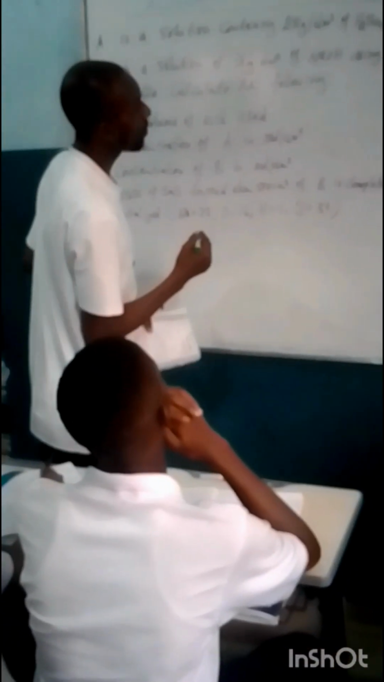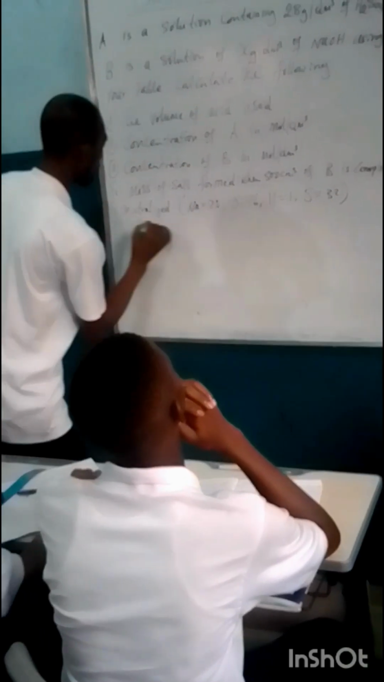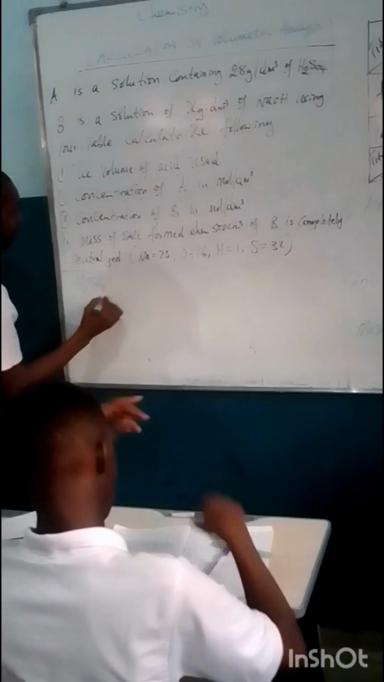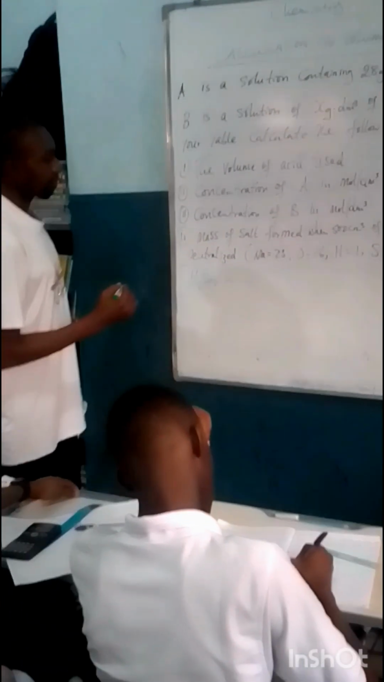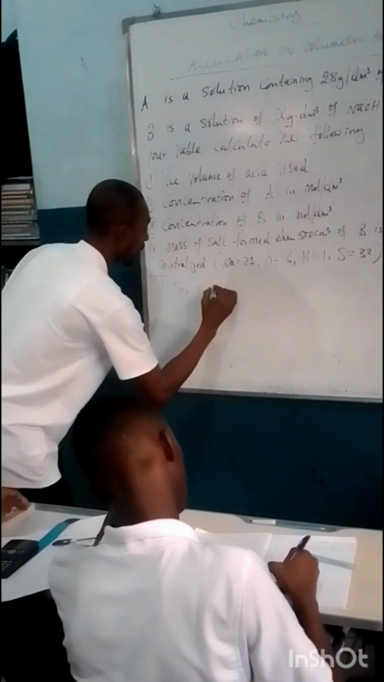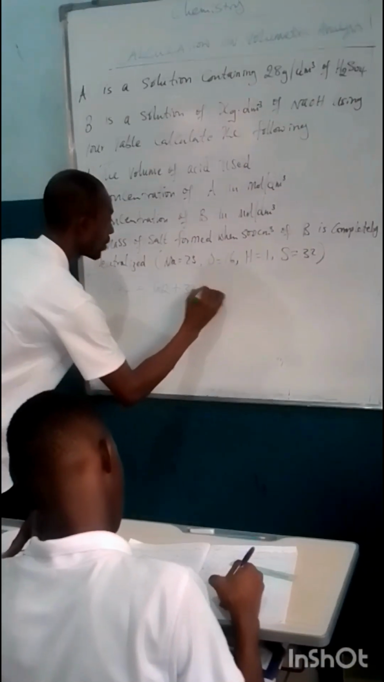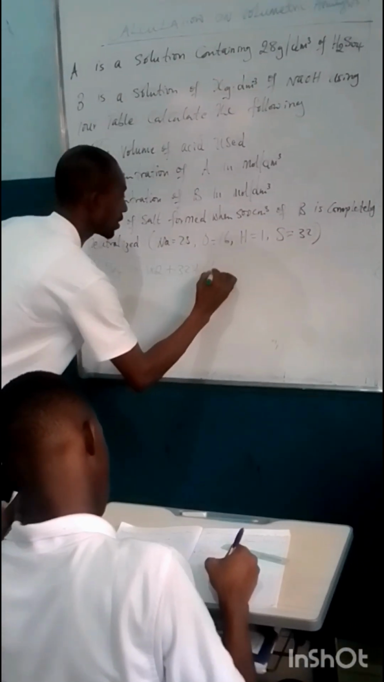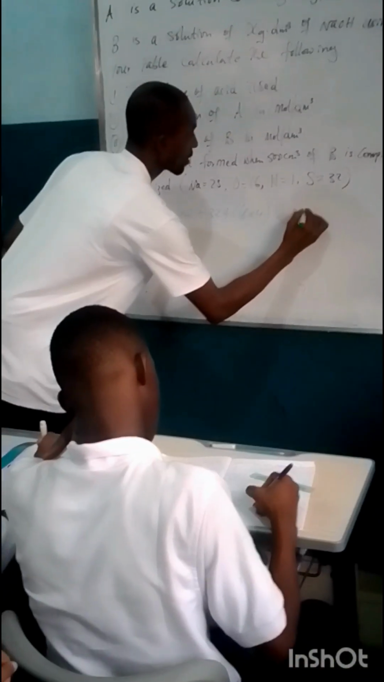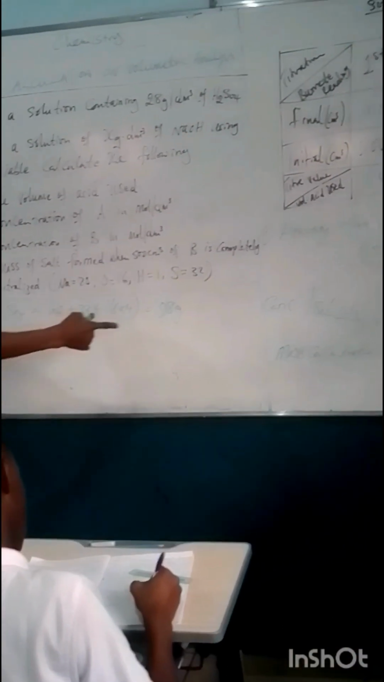The acid here, the molar mass of the acid. Can somebody help me to calculate the molar mass of the acid? H2SO4. What's the molar mass? Here we have hydrogen. Hydrogen is 1 times 2 becomes what? 2 plus sulfur is 32 plus oxygen is 16 times 4. Everything is what? 98 gram. Beautiful. 98.